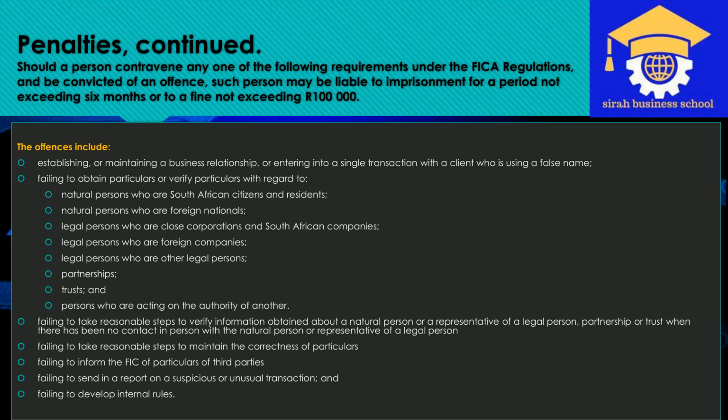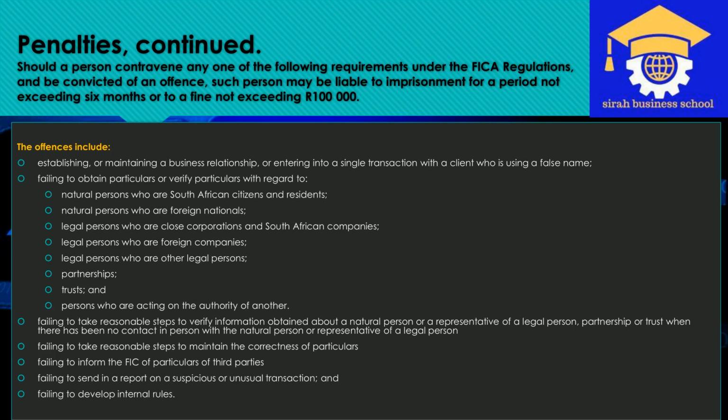Failing to take reasonable steps to verify information obtained about a natural person or a representative of a legal person, partnership or trust when there has been no contact in person with the natural person or representative of a legal person. Failing to take reasonable steps to maintain the correctness of particulars. Failing to inform the FIC of particulars of third parties. Failing to send in a report on a suspicious or unusual transaction. And failing to develop internal rules.